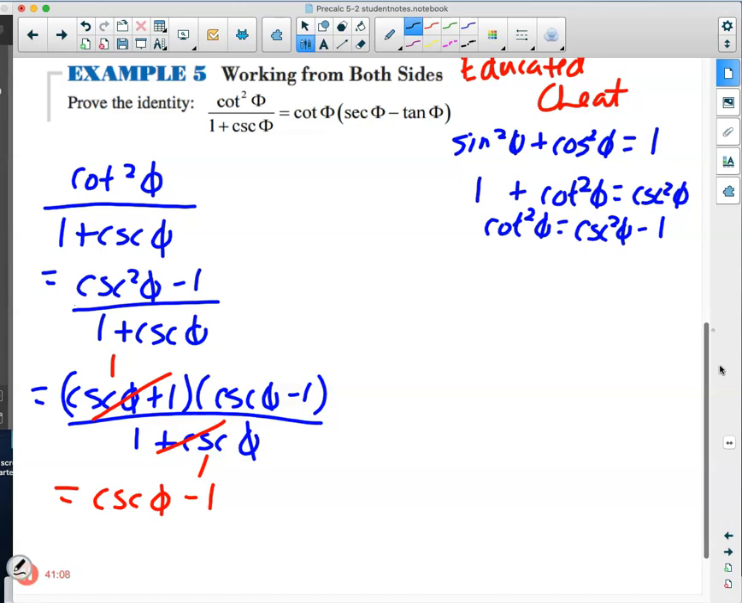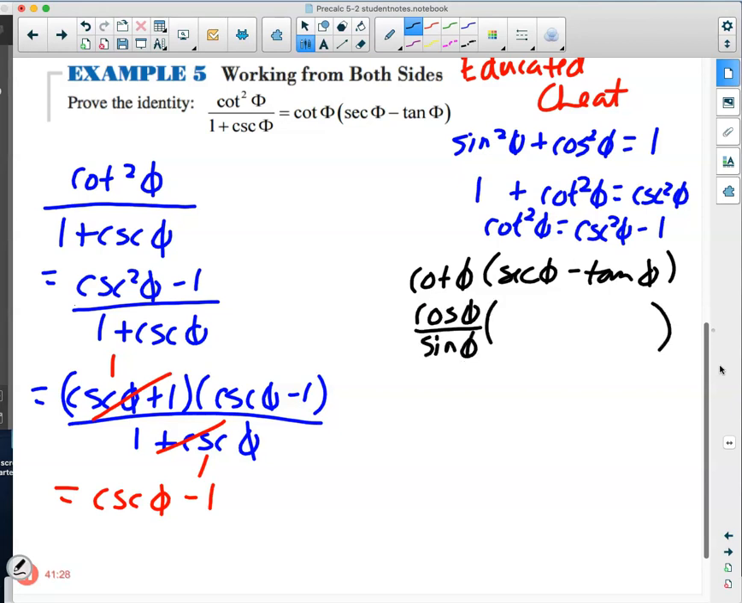So we've got cotangent of phi times secant of phi minus tangent of phi. And we're going to work backwards and hope that we can meet up with what we have over here. So cotangent is cosine of phi over sine of phi. What primary trig function do we flip for secant? Okay. And then tangent is what over what? Sine over cosine.